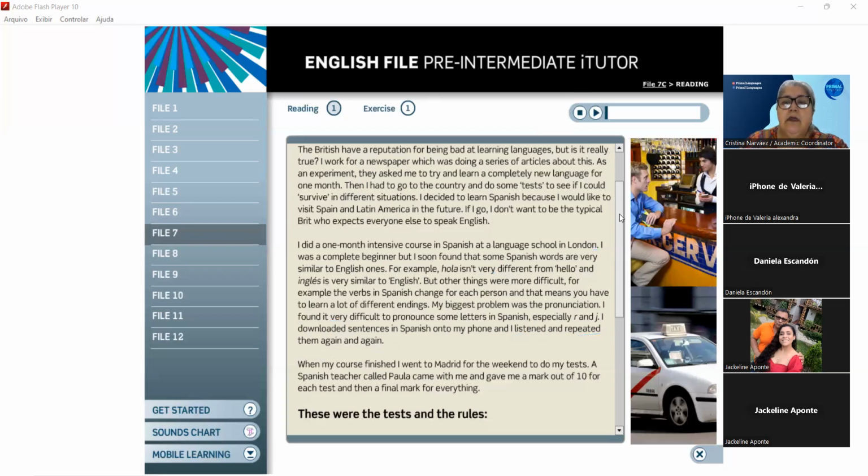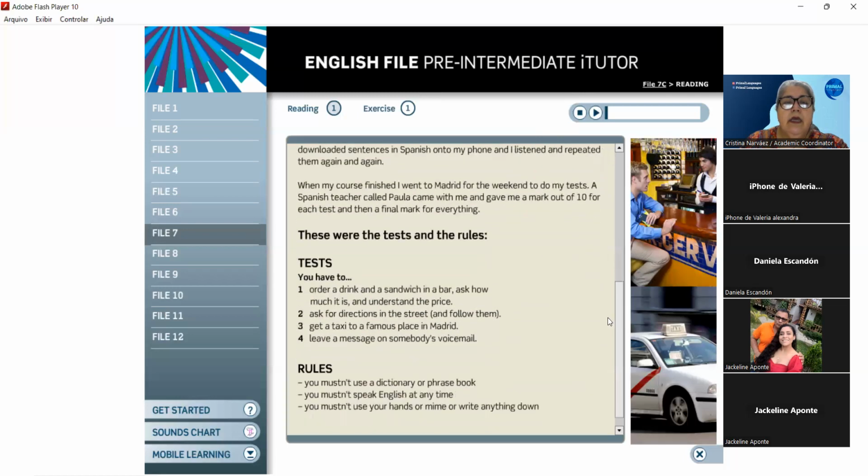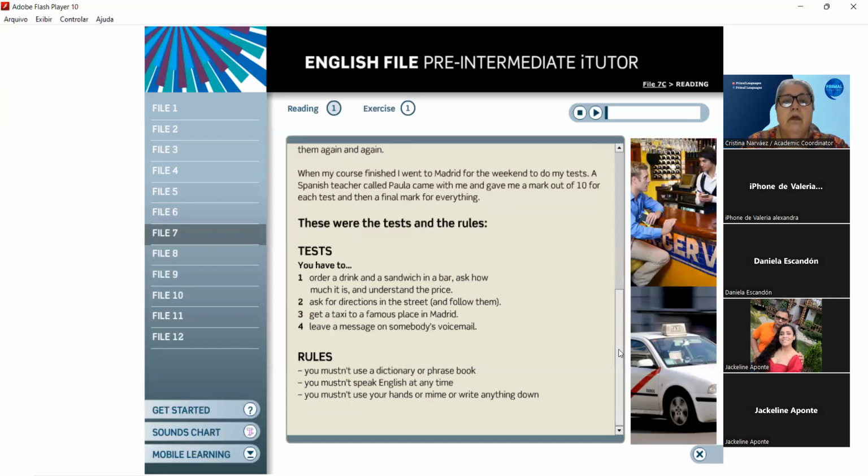Jacqueline, please. These last paragraphs. Yes, teacher. When my course finished, I went to Madrid for the weekend to do my test. A Spanish teacher called Paula came with me and gave me a mark out of 10 for each test and then a final mark for everything.